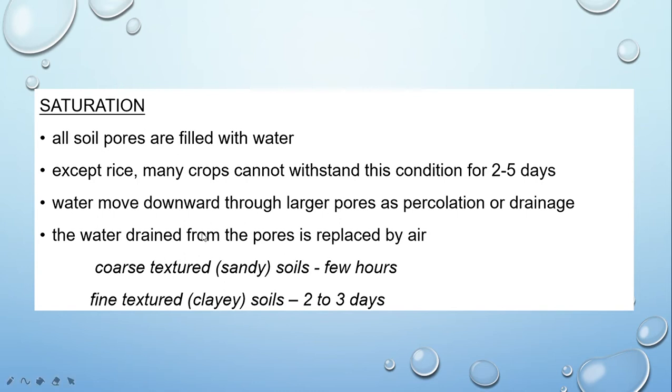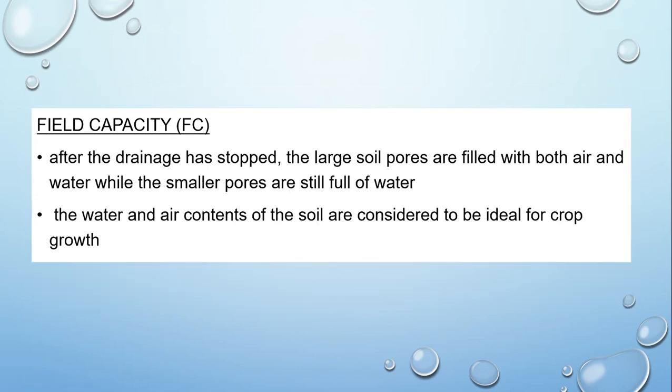So here, if we go back to hydraulic conductivity, the hydraulic conductivity of clay soils is lower, which has higher porosity compared to the sandy soils, which has lower porosity. Right? For the field capacity, after the drainage has stopped, the large soil pores are filled with both air and water already, while the smaller pores are still full of water. So this is now the field capacity.